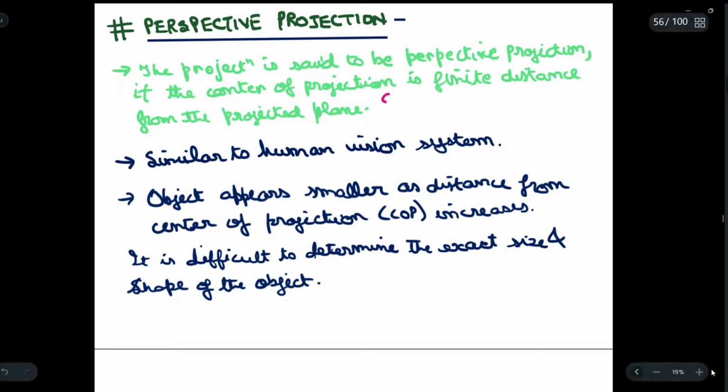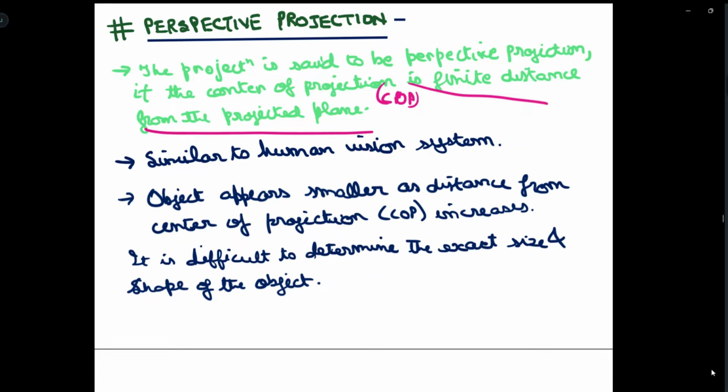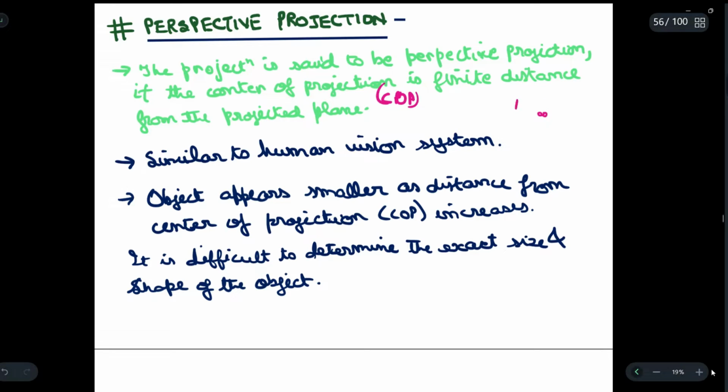A projection is said to be perspective projection if the center of projection, also known as the COP, is at a finite distance from the projected plane. Now you must remember that in a parallel projection, the COP, or the center of projection, is present at infinity, whereas the COP in perspective projection is present at a finite distance from the projected plane.